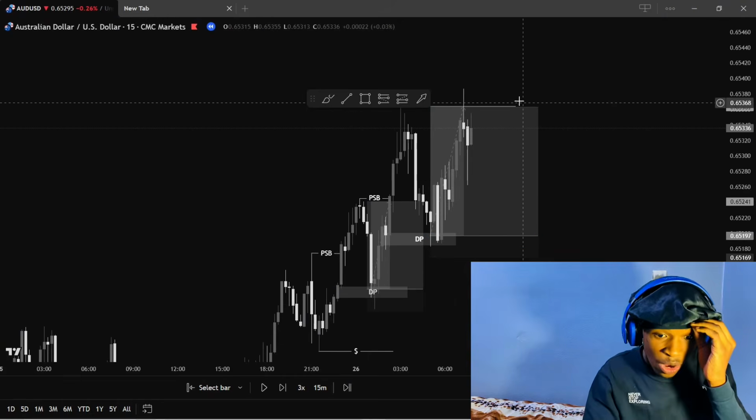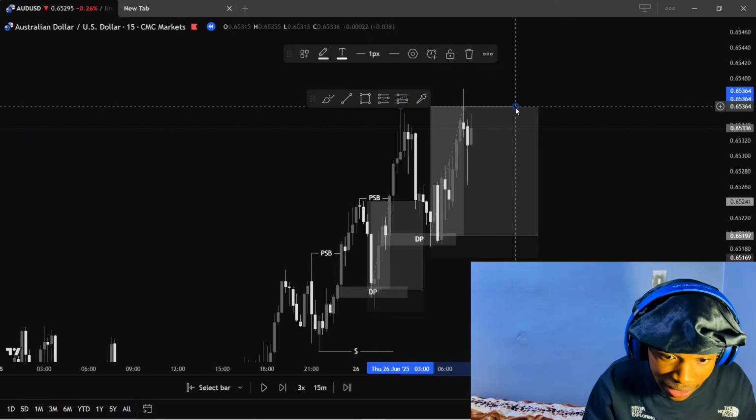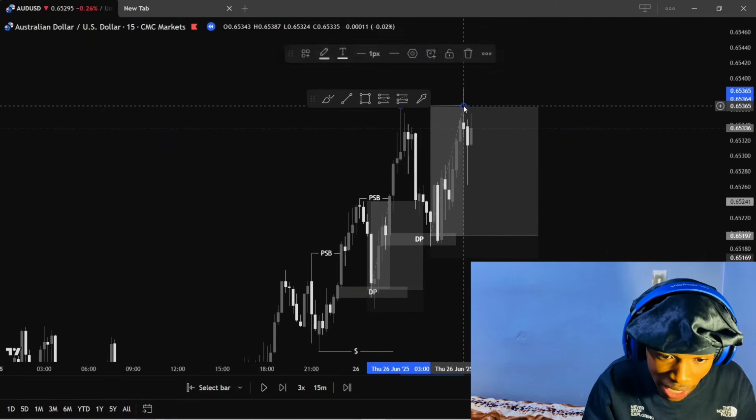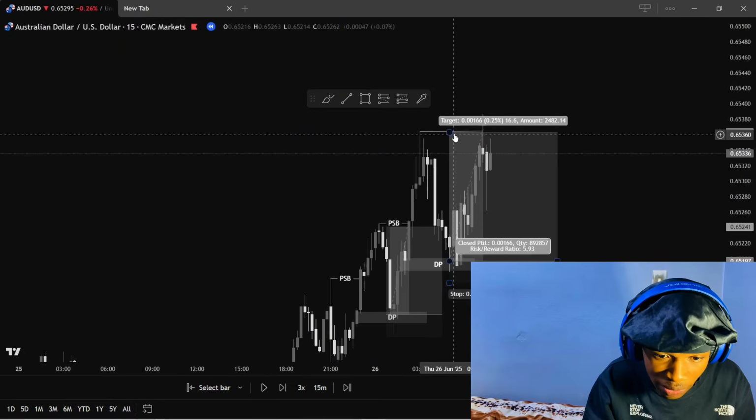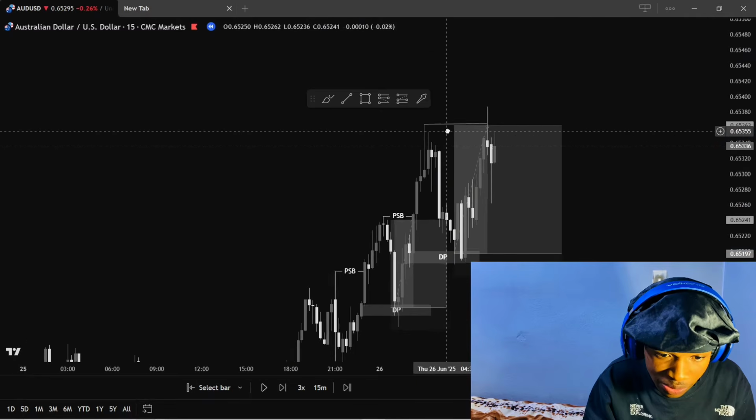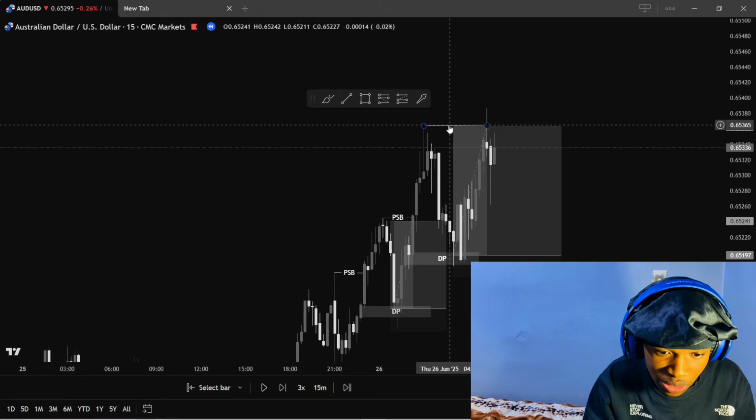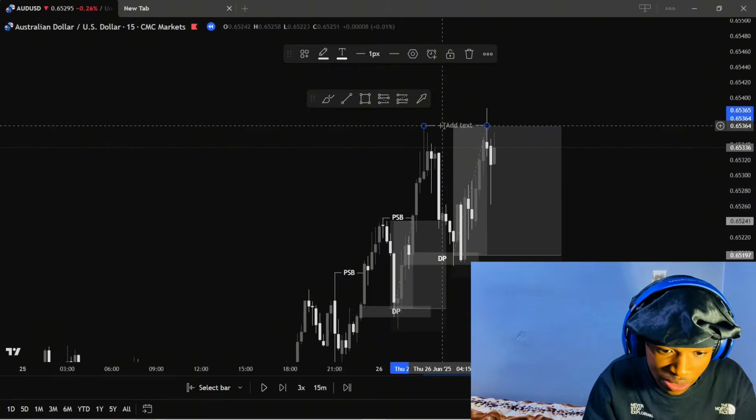Okay, now what is this again? A weak structure break. Why? Because it broke with a weak. Now this is a weak structure break. I almost forgot about a weak structure break, so it doesn't happen more often now.